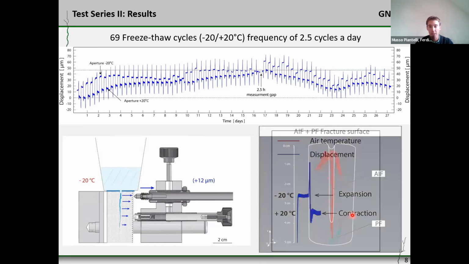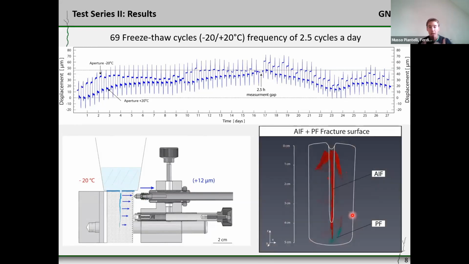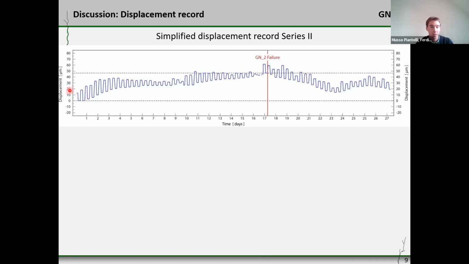We also performed the CT analysis before and after the testing. And here, since the sample was still sealed by the silicone rubber, we discovered that during the testing, we actually broke the sample. So the fracture tip reached the bottom of the sample here in light blue. And therefore, we interpreted the curve at the point of maximum displacement, which is the convention when people analyze the extensometer records, as where the failure occurred.